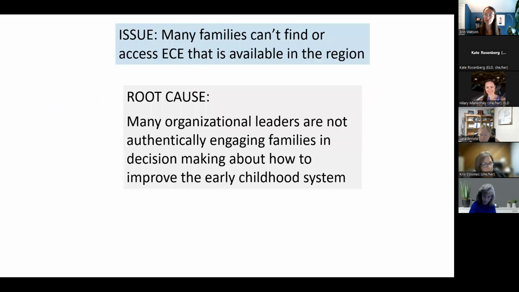So here's an issue. Many families can't find or access early care and education childcare, even when it is available in the region. One of the root causes is that many organizational leaders aren't authentically engaging families in decision-making about how to improve the early childhood system, how to structure it, how to improve it. So as you look at this, what do you think might need to be clarified around that root cause? Use the chat, take 10 seconds. What do you think needs to be clarified? Who, what, where?